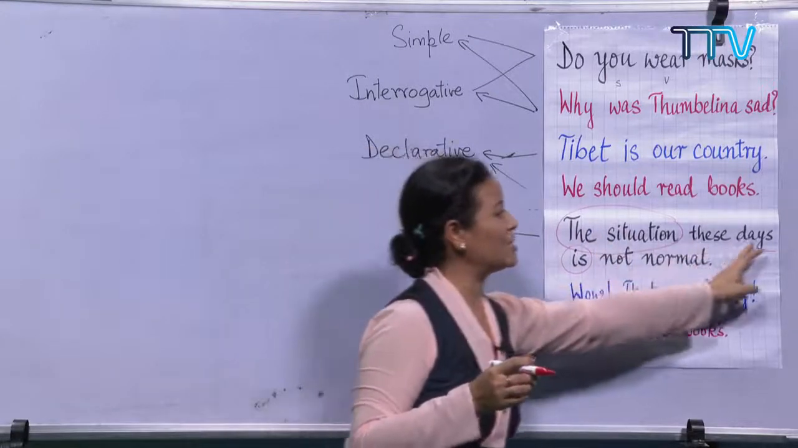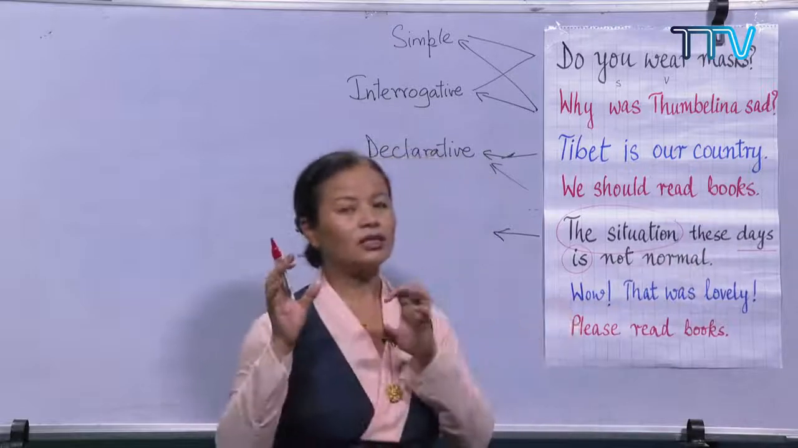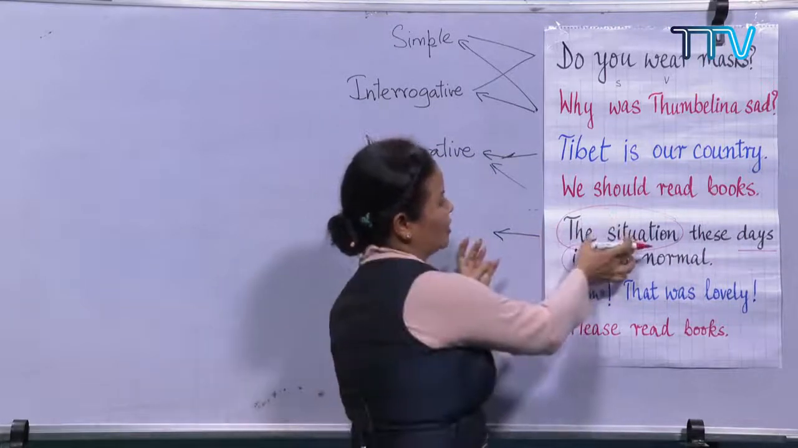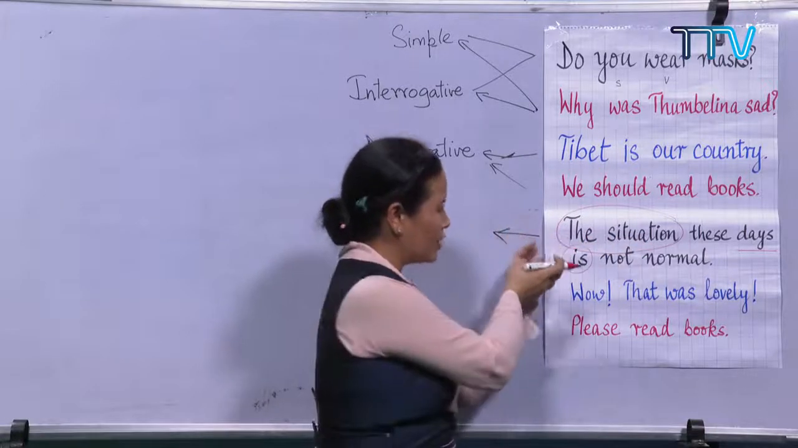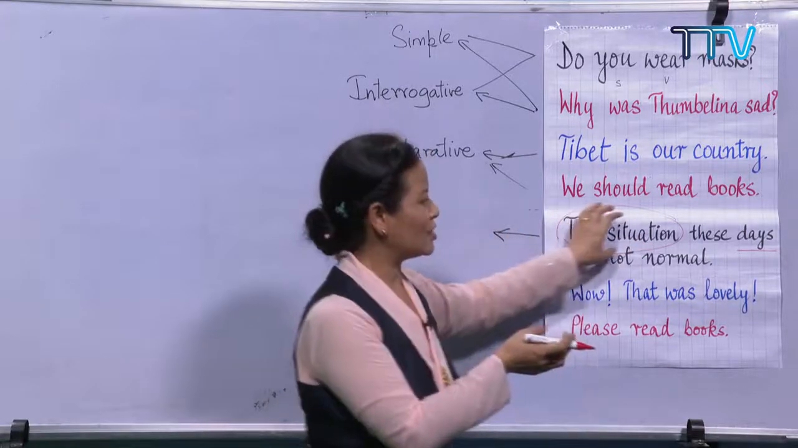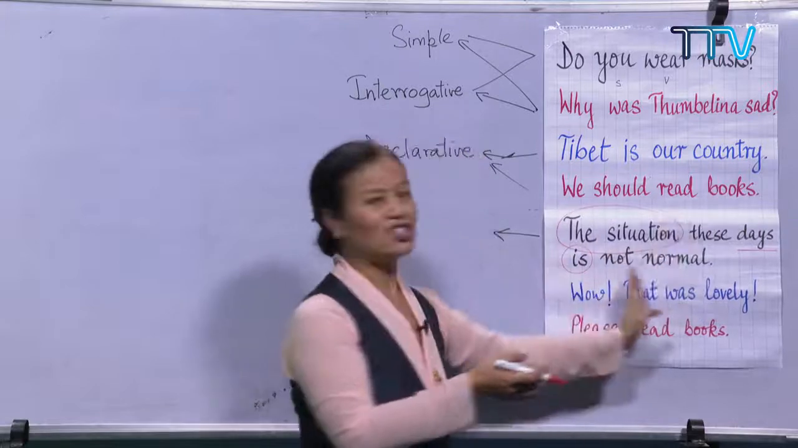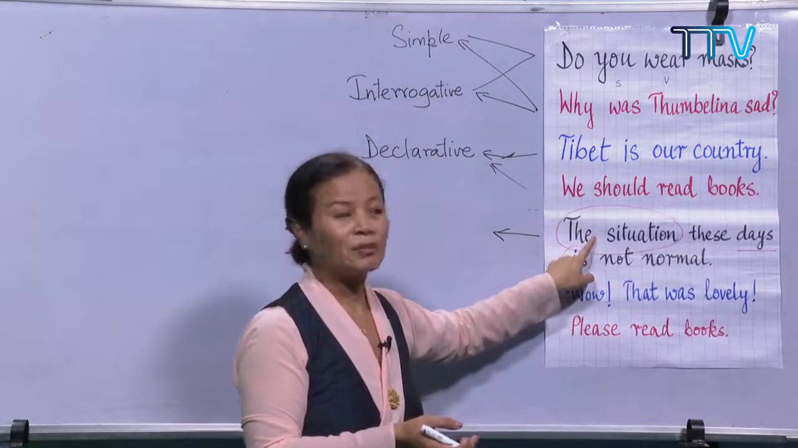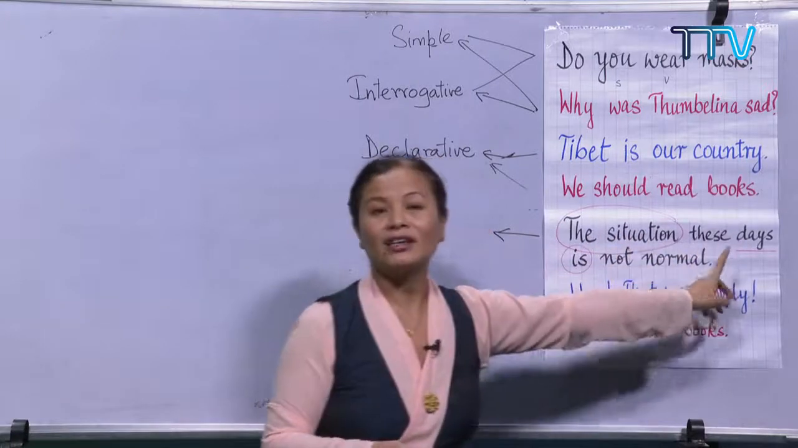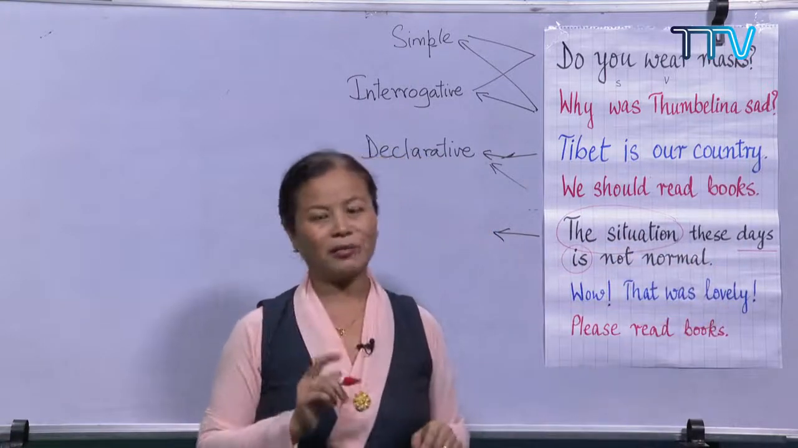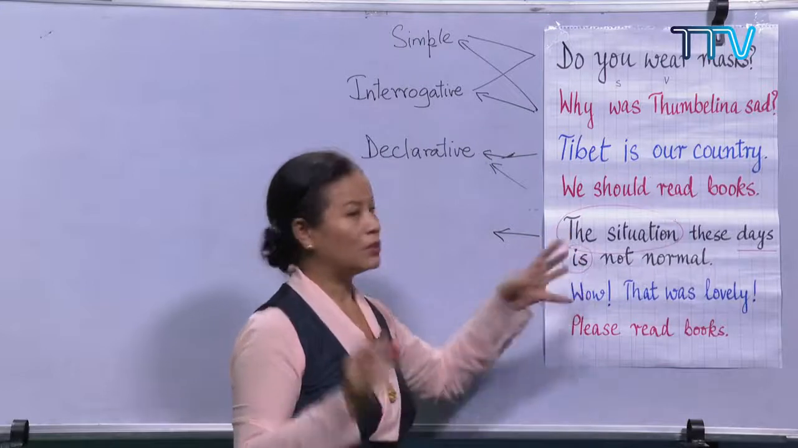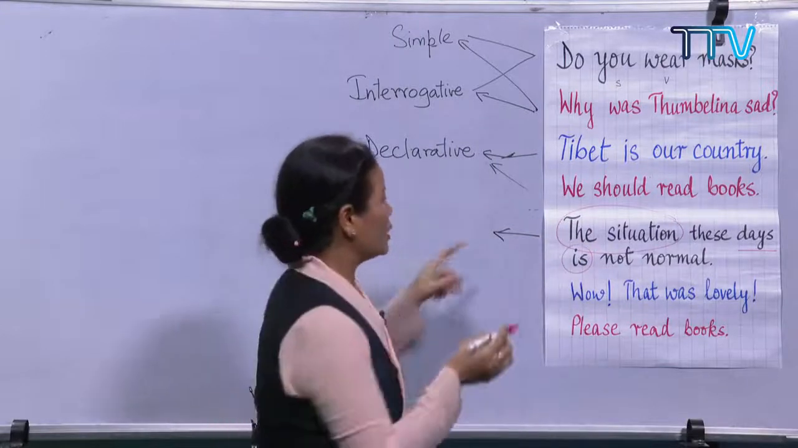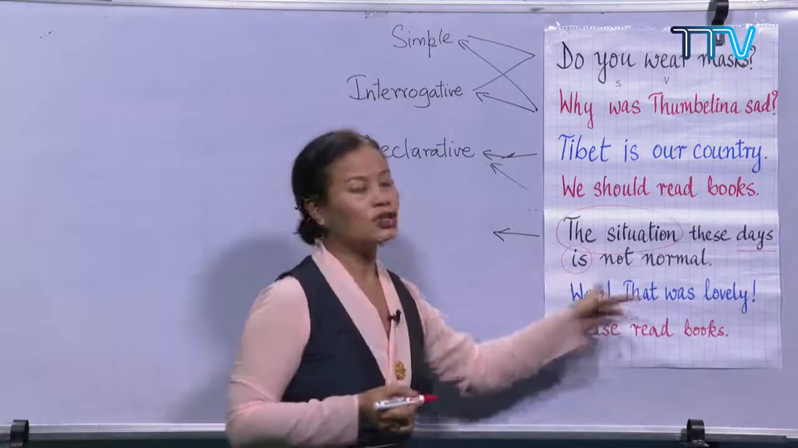The situation these days. Sometimes it's easier for students to get confused because the subject does not happen to be very close to the verb. The situation these days is not normal. So is is the verb and situation is the subject, and these days is not the subject. So please keep that in mind. I'm discussing subject verb agreement also here because that's also very important. So, the situation these days is not normal.